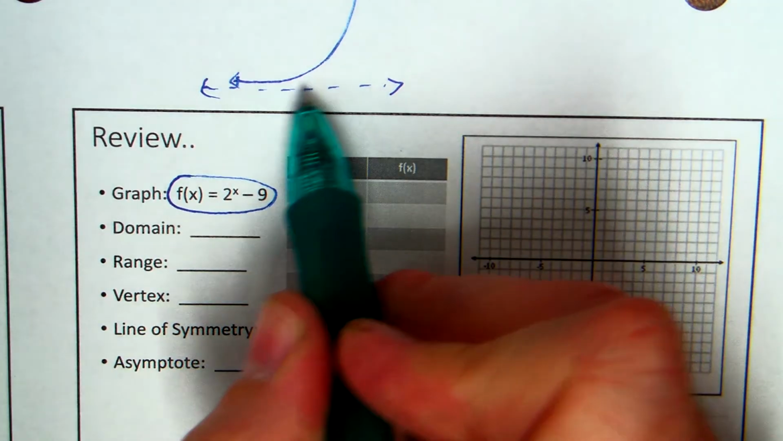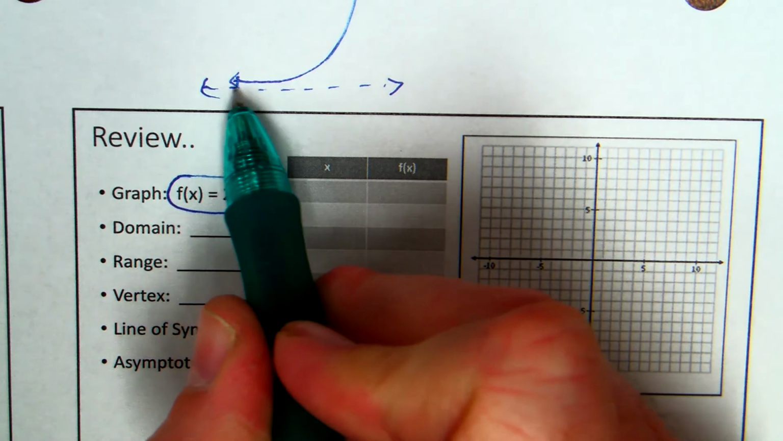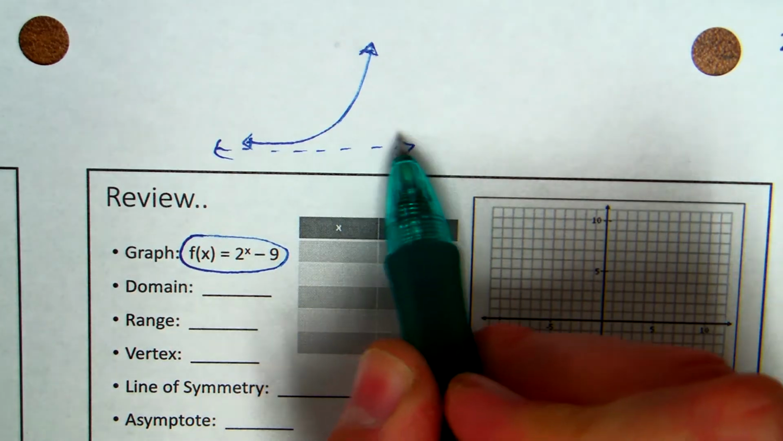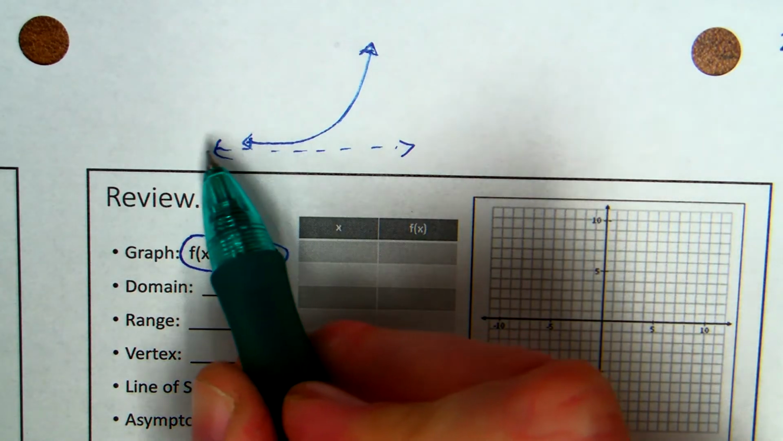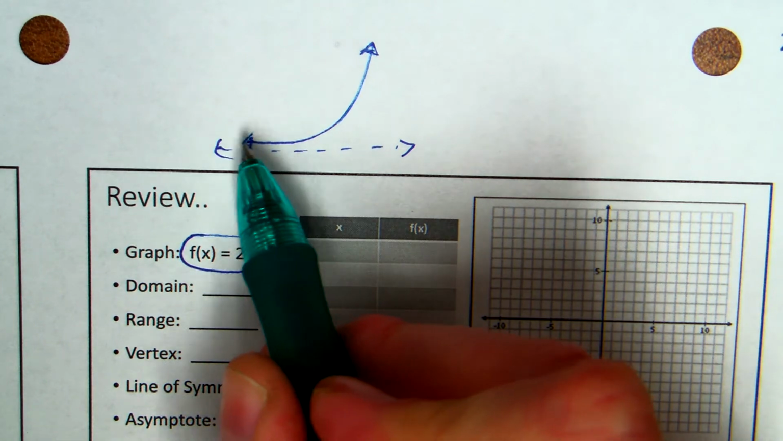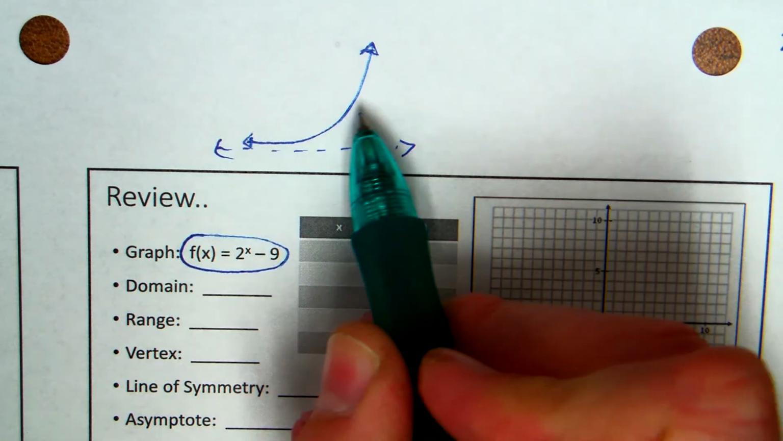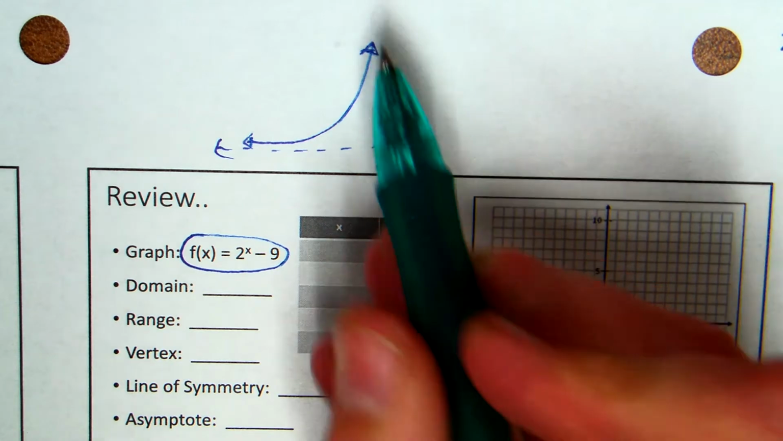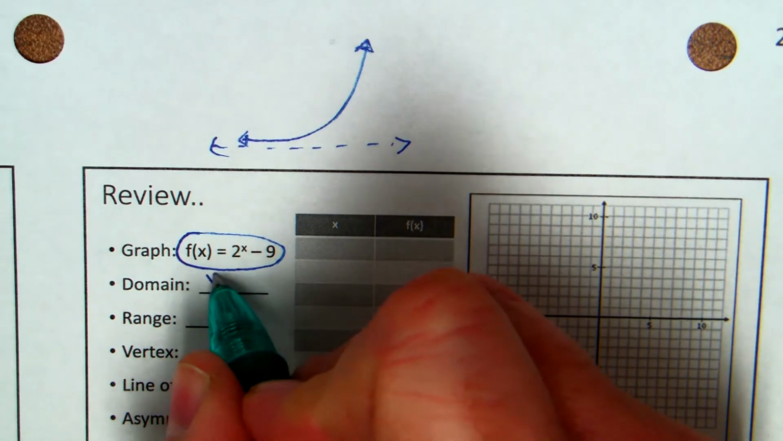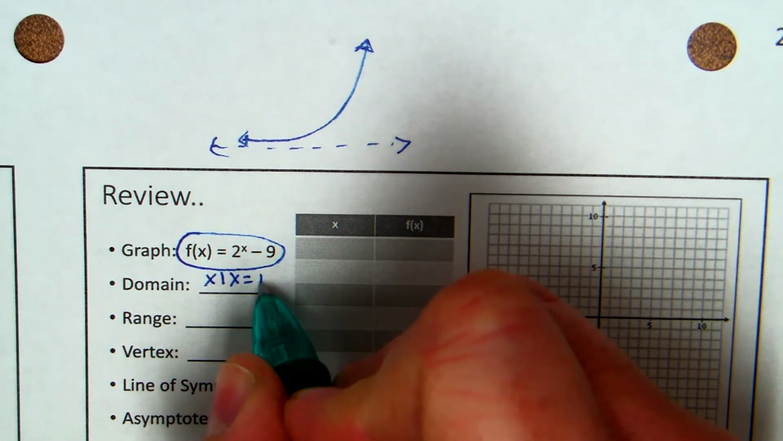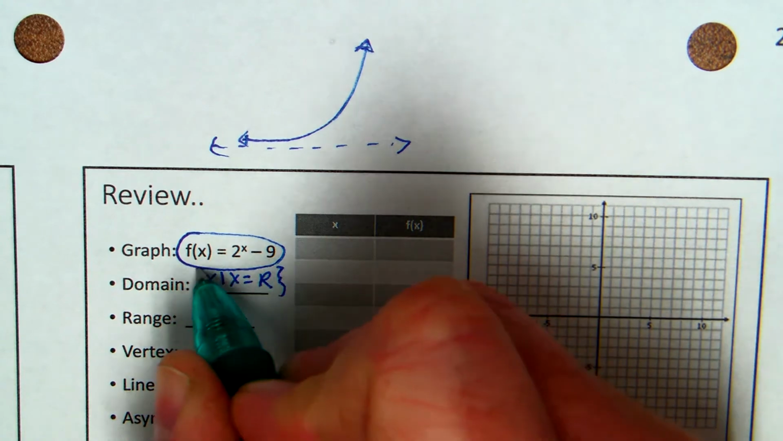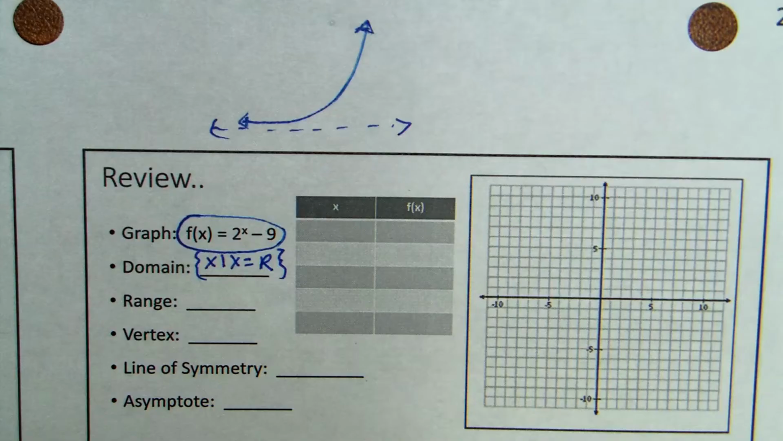The domain is what values of x will work in my function. The easiest way to tell that is to see where your graph goes from right to left. Notice it goes to the left forever. It goes to the right forever. Therefore, this function can go anywhere along the number line. All x, as long as x is a real number.